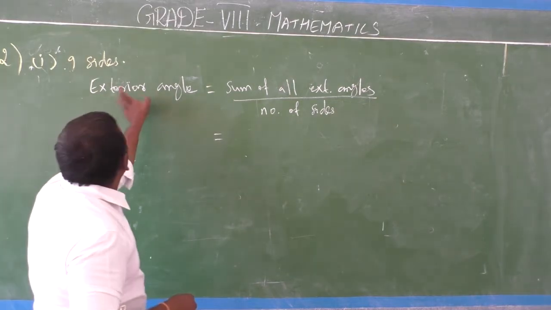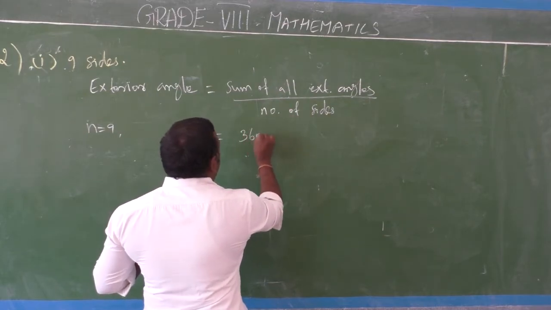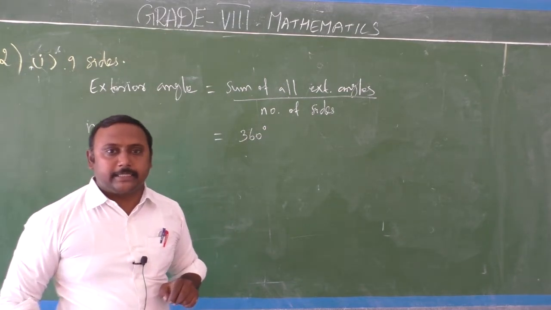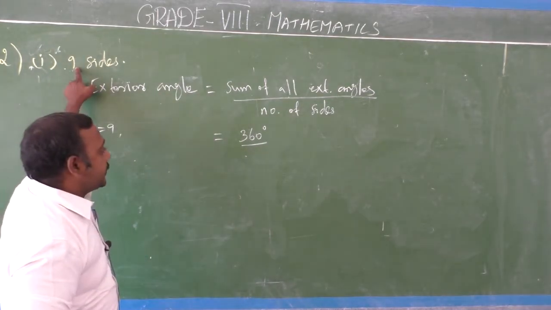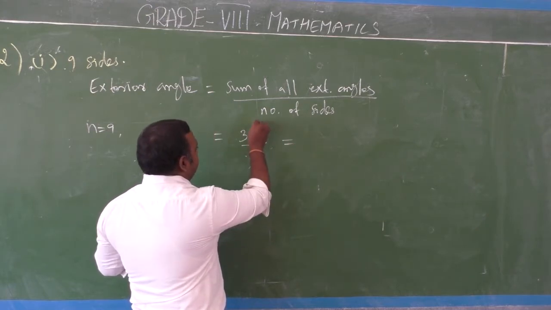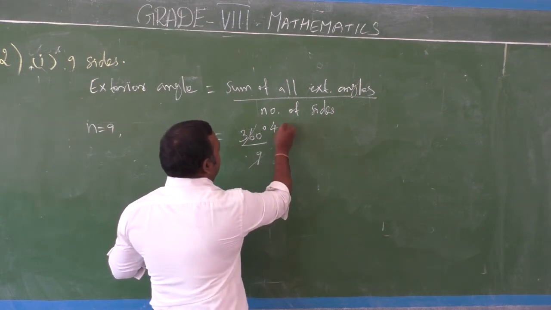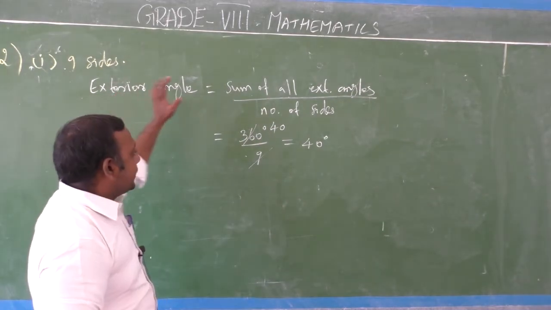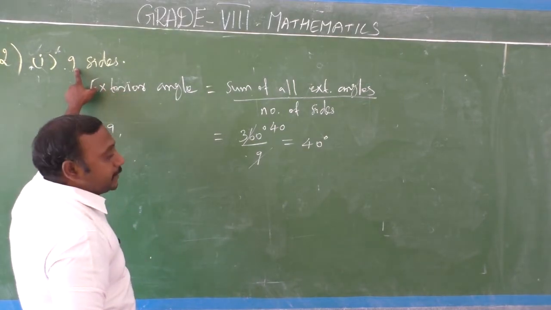Then each exterior angle is equal to the sum of all exterior angles, which you already learned is 360 degrees in a regular polygon, divided by the total number of sides, 9. One 9 is 9. Here how many times? 4 times. 4 nines are 36, and 0 is here, so 0. So the answer is 40 degrees. So each exterior angle should be 40 degrees if the number of sides of a polygon is 9.